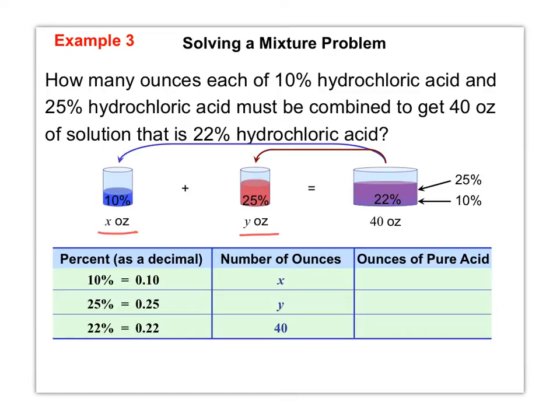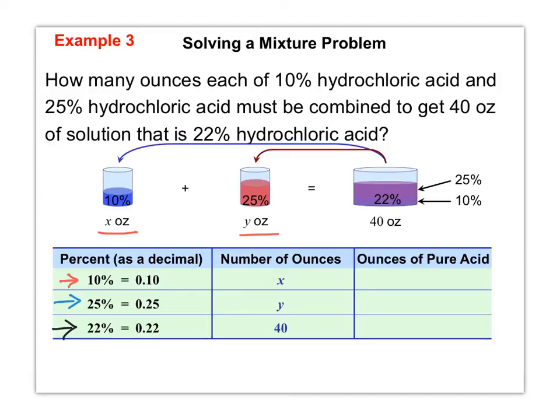Our first column shows the percents. The first solution is a 10% solution, and that's represented as a decimal as 0.10. The second solution is that 25% solution, and that's represented as a decimal 0.25. Now, these are the two percentages that we're starting off with, and then what we want to end up with is a mixture that's 22%.